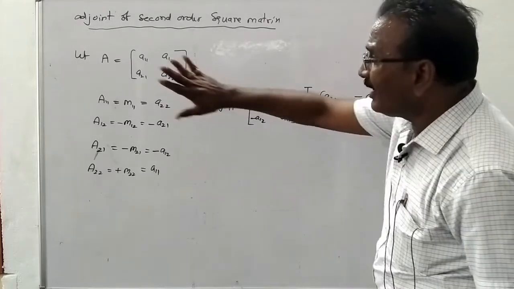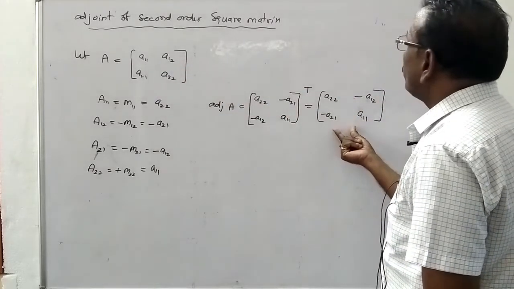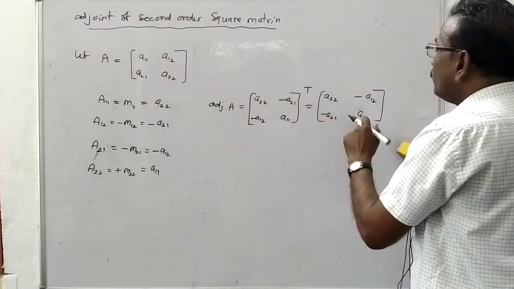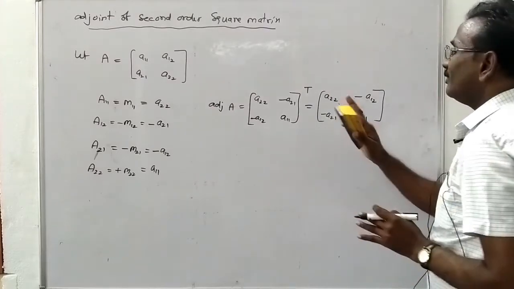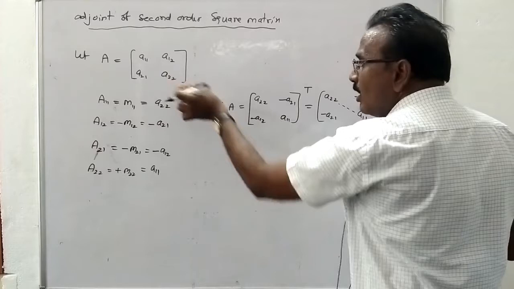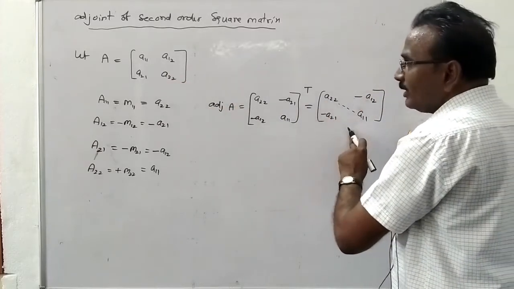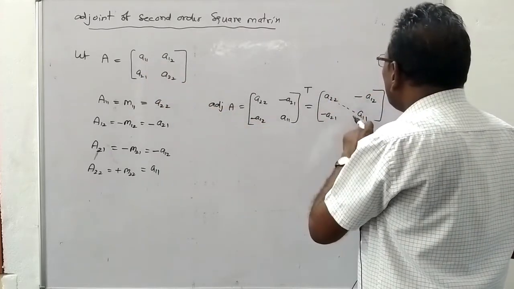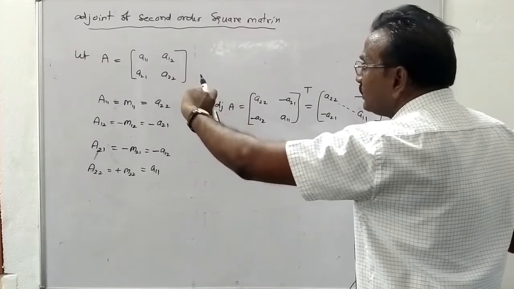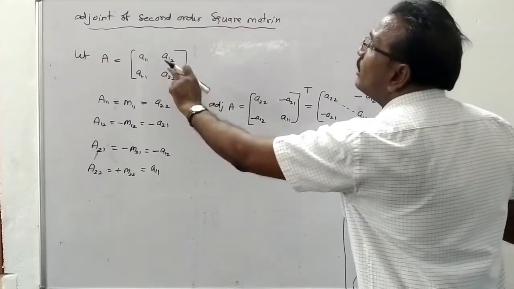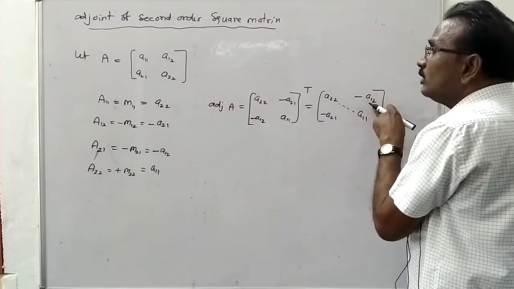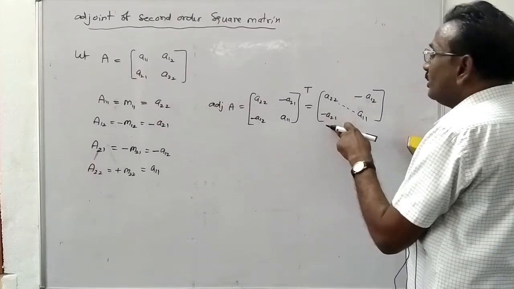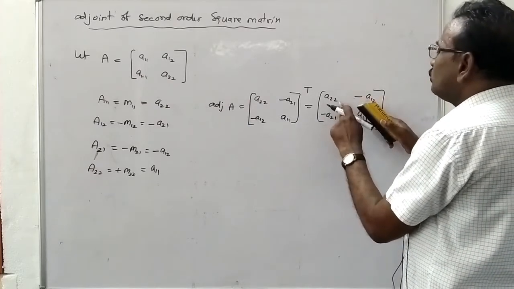Here observe the matrix A and the adjoint of A. Here A11, A22 and there A22, A11: the principal diagonal elements are interchanged. This is the adjoint of matrix A, and this is matrix A. Next, observe the other diagonal elements: A12 becomes minus A12, so the sign changes, and A21 becomes minus A21. The sign of the other diagonal elements is changed.